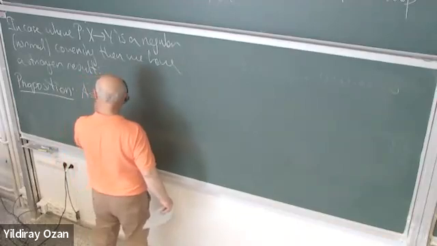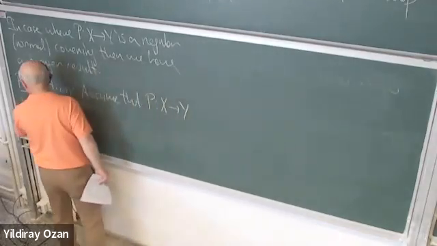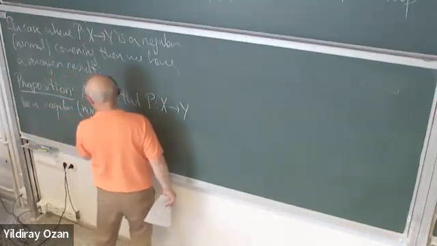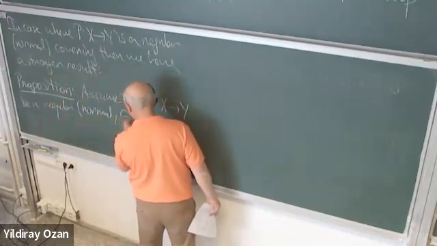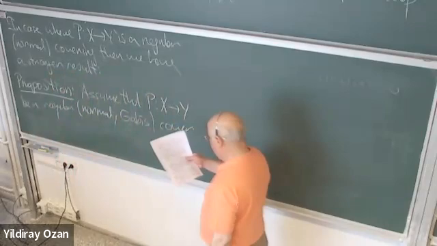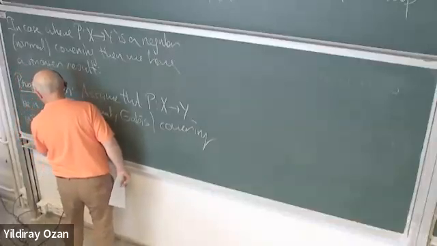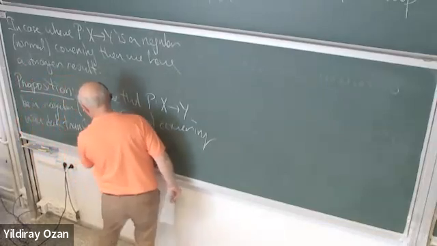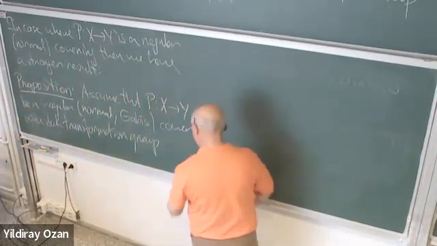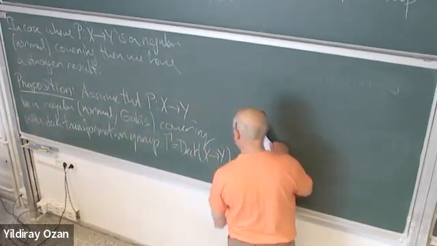Assume that p from X to Y be a normal or regular covering. We will call this normal, and we will also call such coverings Galois coverings, with deck transformation group, let's say gamma, let me use the book's notation. Okay.